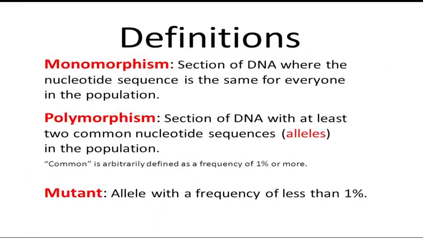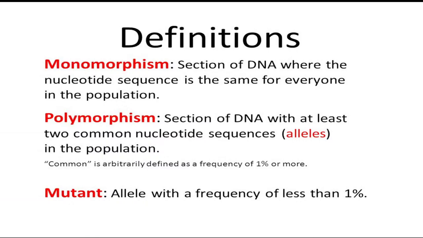So polymorphism. These are mutations in genes which provide the common nucleotide sequences in a population. The polymorphism we call the mutation, the frequency of which in a population is near 1%. The monomorphism, this is a part of DNA where the nucleotide sequence is the same for every one in the population.